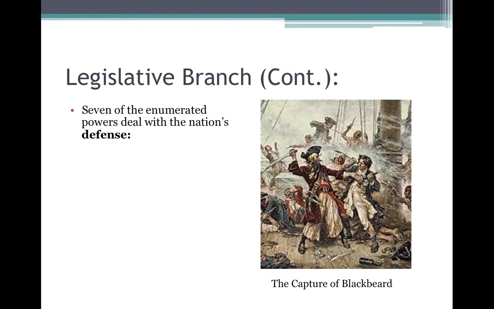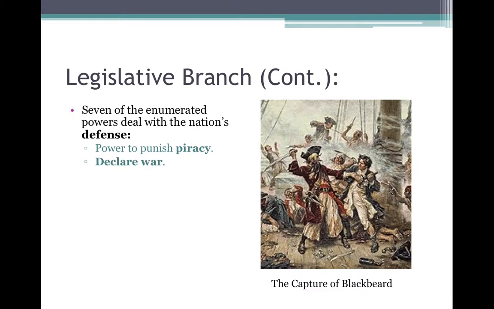Seven of the enumerated powers deal with the nation's defense. The power to punish piracy. We kind of laugh about that, but in these times, piracy was widespread. We didn't have the technology to know where pirates were, and they would sail along the coast and attack ships, especially around North Africa. So this was an important power.